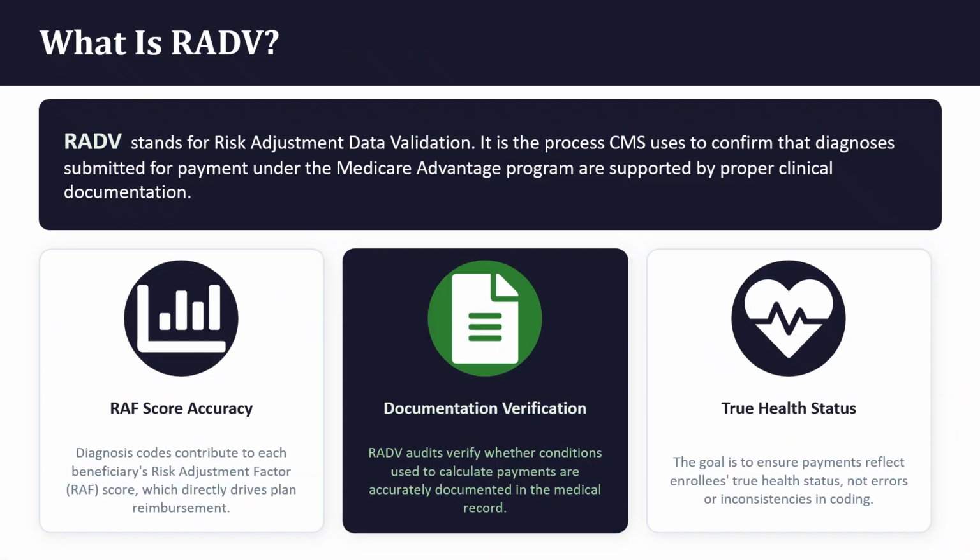Okay, first of all, what's RADV? RADV stands for Risk Adjustment Data Validation. So in plain terms, this is how CMS checks whether the diagnoses that health plans submit for payment are actually backed up by what's in the medical record. These diagnosis codes drive the RAF score, the Risk Adjustment Factor score, which determines how much the plan gets paid under a managed care plan, Medicare Advantage. So if the documentation doesn't support the code, we've got a problem.